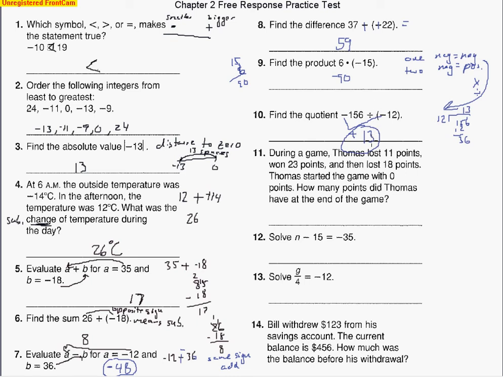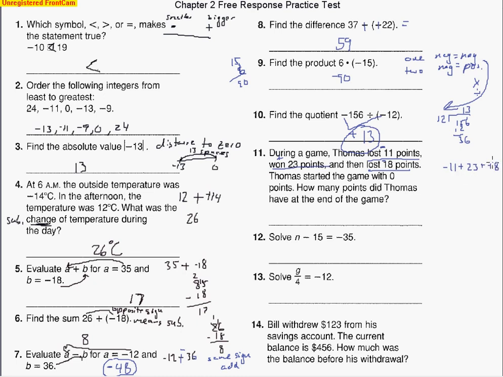During a game, Thomas lost 11 points. Lost means minus. And won 23 points. That means a positive. Lost 18 points. Thomas started at 0. How many points did Thomas have at the end of the game? We're just going to take the numbers and add them up. Negative 11 plus 23 plus the negative 18.